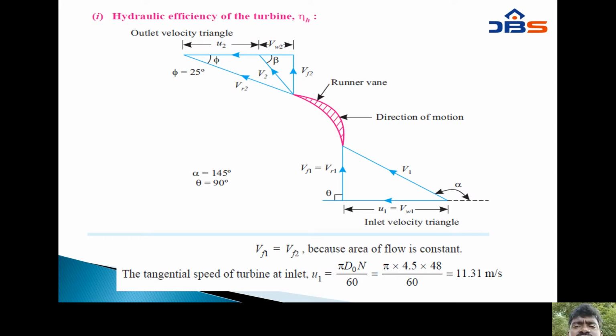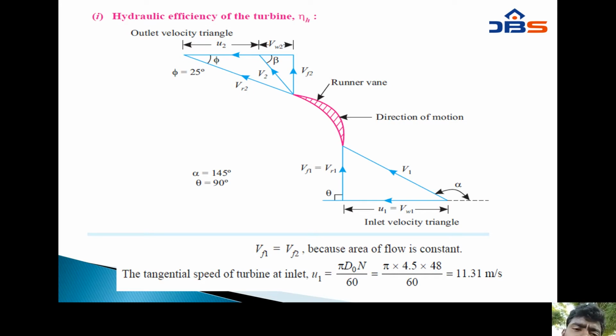And next, the direction of the motion. Next, the runner vane outlet velocity triangle with Vf2, V2 and Vr2, phi equal to 25, U2 and Vw2, beta. In this velocity triangle, we can calculate all the values in this problem. In this diagram, alpha equal to 145, theta equal to 90 degrees. Therefore Vf1 equal to Vf2, because the flow area is constant, so the water velocity is constant.